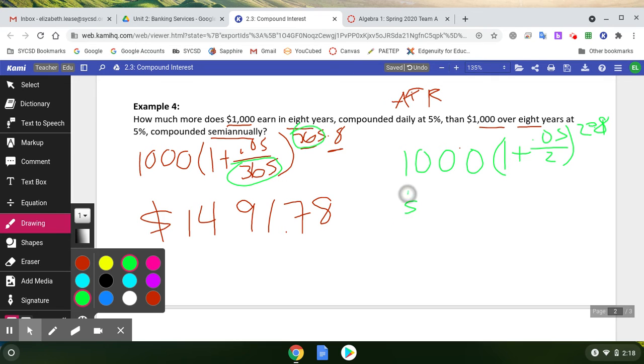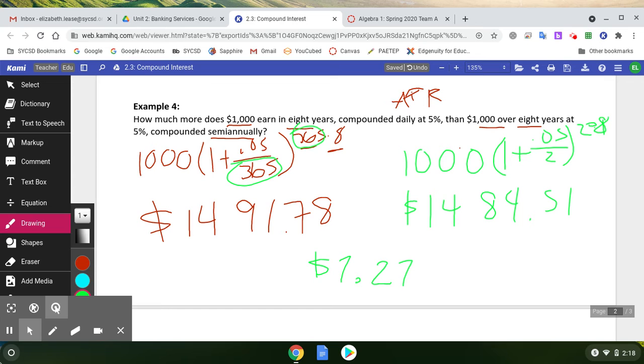And that gives us a total balance of $1,484.51, bringing the total difference to $7.27. So notice it's not that huge of a difference. However, the only thing that changed was how frequently the amount was being compounded. So it's still the same interest rate and the same principal.